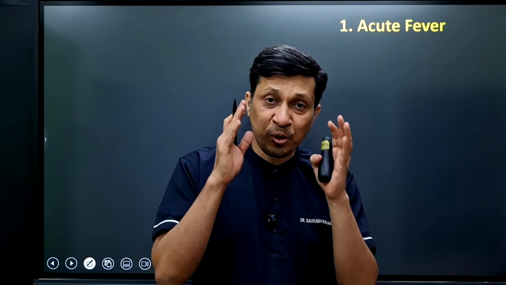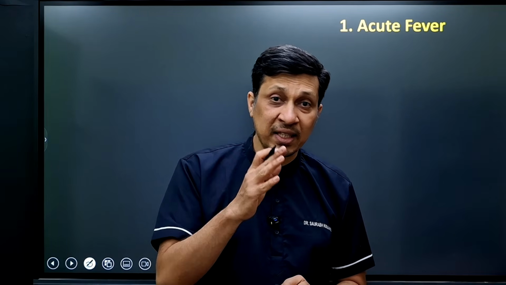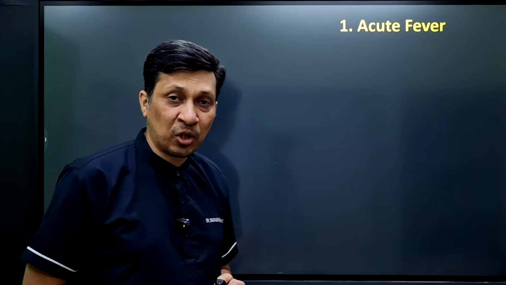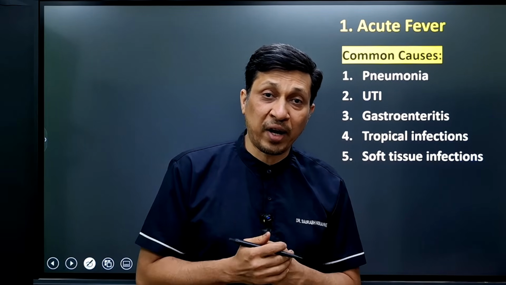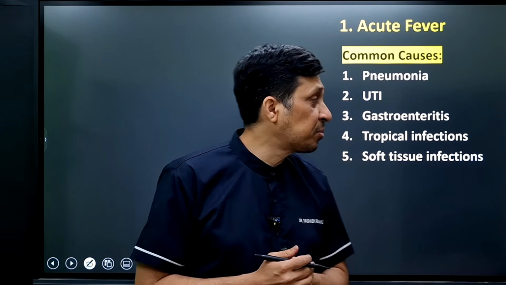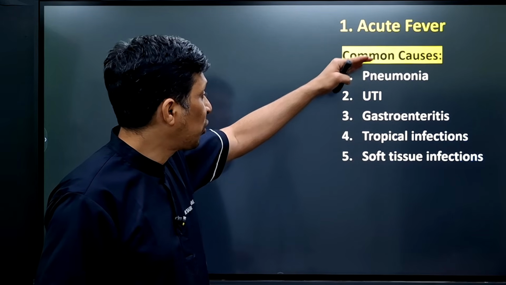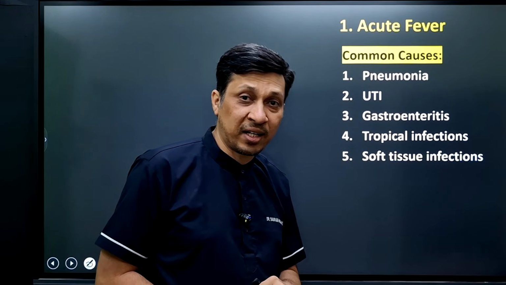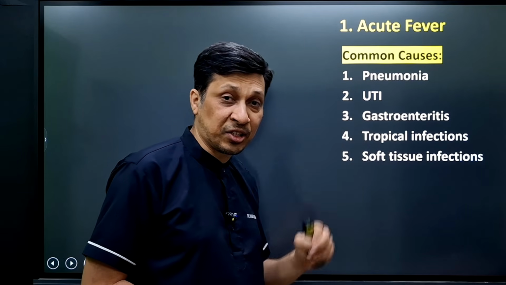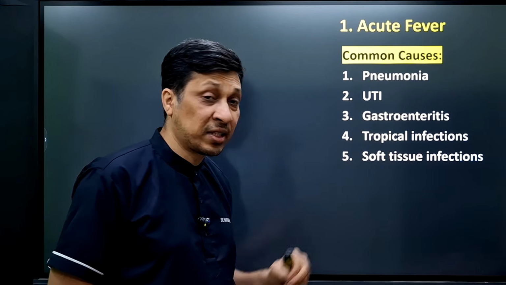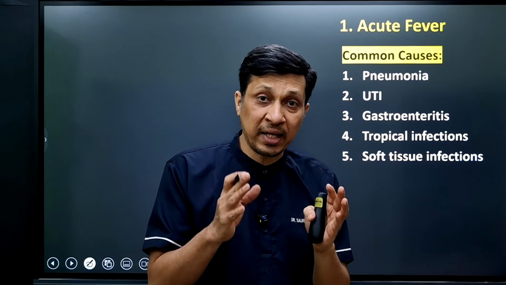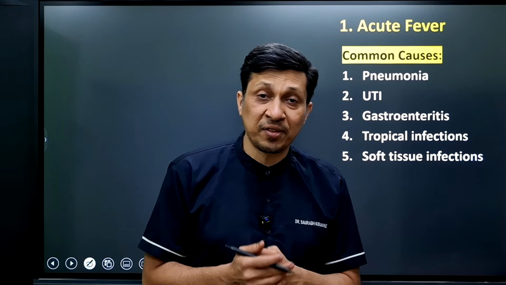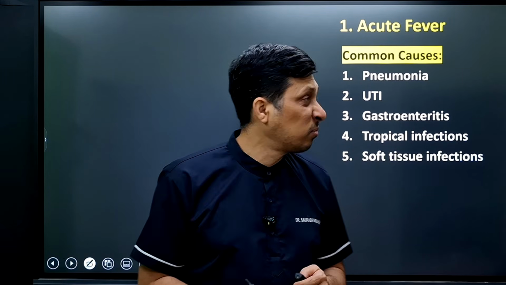So the first most common presentation that we see in the emergency room is acute fever. Now, what are the different causes of acute fever with which a patient comes to the ER? The most common causes are: first, pneumonia; second, urinary tract infection; third, gastroenteritis; fourth, tropical infections like malaria, dengue, etc.; and fifth, soft tissue infections like cellulitis.